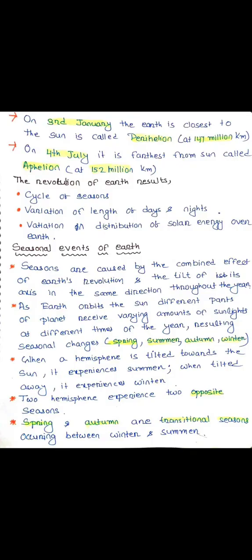We know earth is tilted on its own axis at a 23.5 degree angle, and makes an angle of 66.5 degrees with its orbital plane. Due to this tilt and due to the revolution, there is change in seasons. So seasons are caused by the combined effect of the earth's revolution and the tilt of the earth, and the tilt is in the same direction throughout the year.